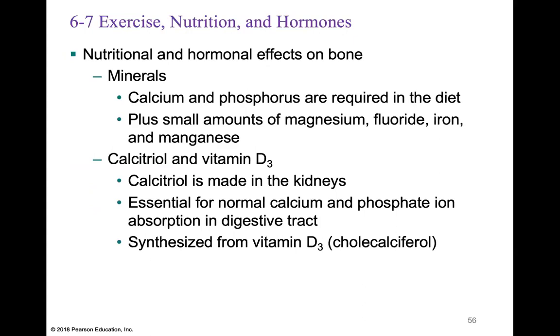Minerals, calcium and phosphorus are required in the diet, plus small amounts of magnesium, fluoride, iron, and manganese. Calcitriol and vitamin D. Calcitriol is made in the kidneys, and calcitriol is essentially for normal calcium and phosphate ion absorption through the digestive tract.